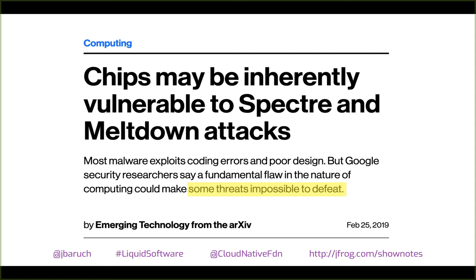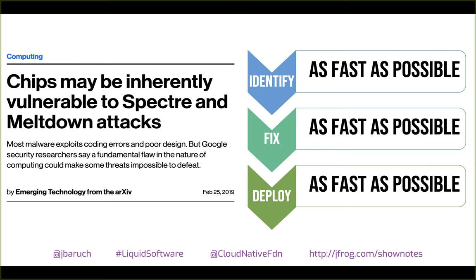What are you going to do? Write bad code just to confuse the speculative execution? Obviously not. So the problem is really that we start with a zero-day vulnerability. We start with, okay, this code is vulnerable, and now it's a race against the attacker. We need to identify the problem as fast as possible, fix the problem as fast as possible, and then update as fast as possible. And updating as fast as possible, that's what this talk is about.